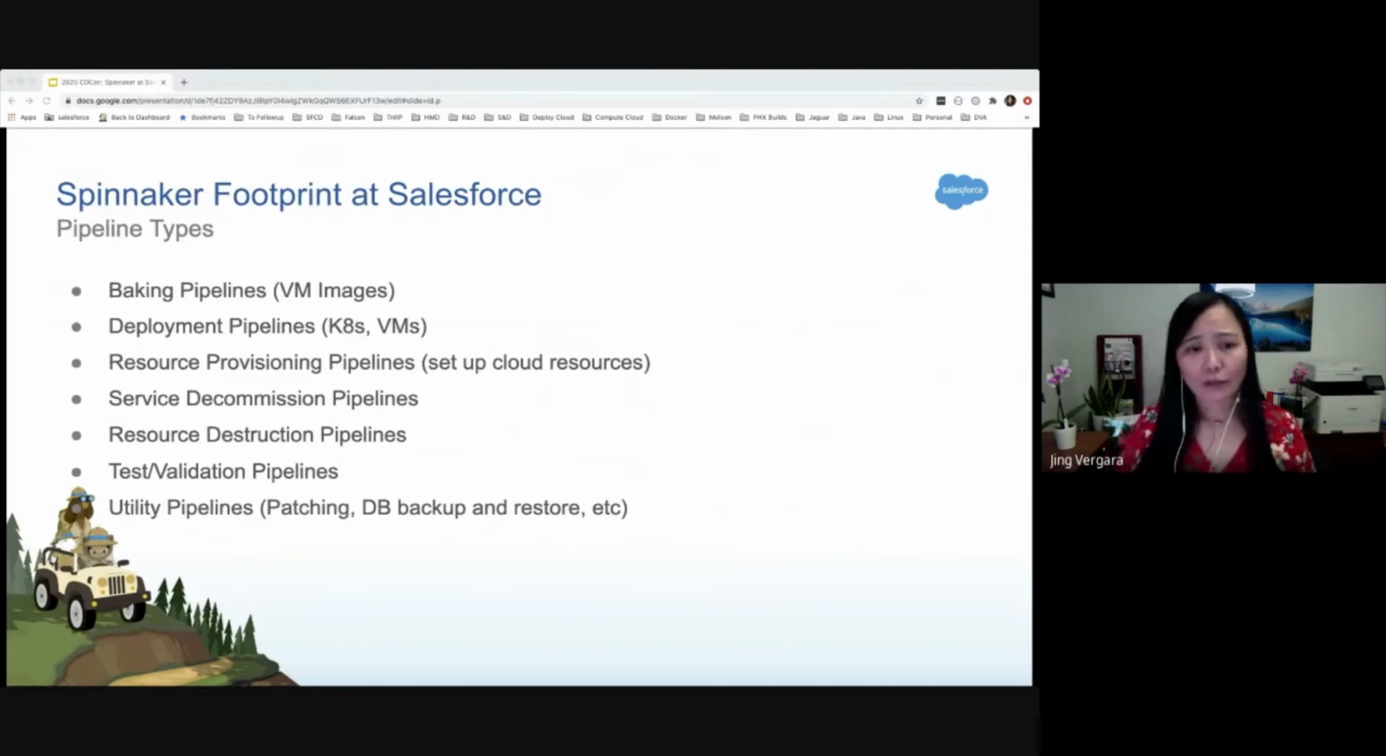We also have other pipeline types, and some of them we call test validation pipelines, which are typically used for testing services or environments or resources. And then the catch-all would be something like a utility pipeline where service owners can use them for patching, for capacity, like increasing capacity, decreasing capacity, or if they have stateful services, then they can use that for their database backup and restore.